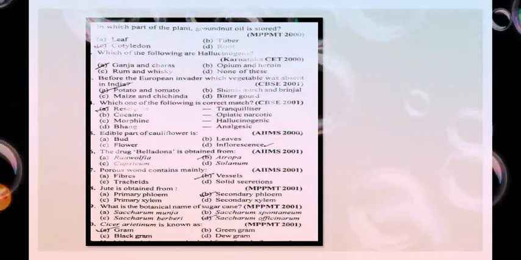So next, in which part of the plant is groundnut oil stored? Groundnut oil is stored in the cotyledon parts. So option C is the correct answer.